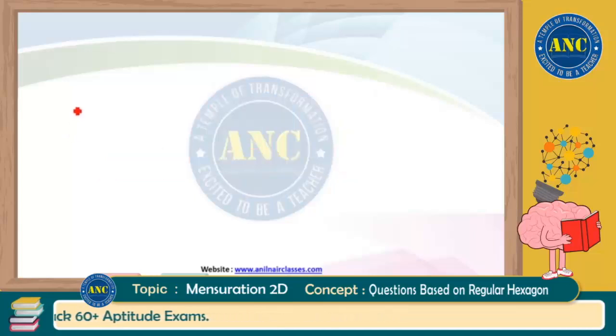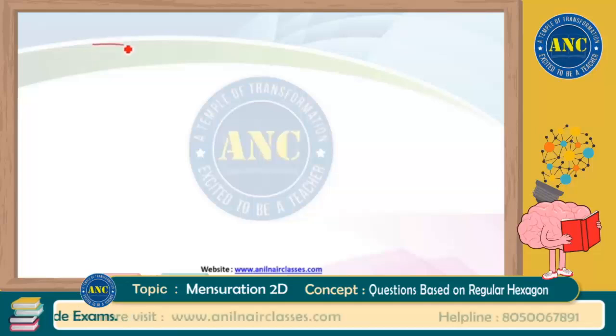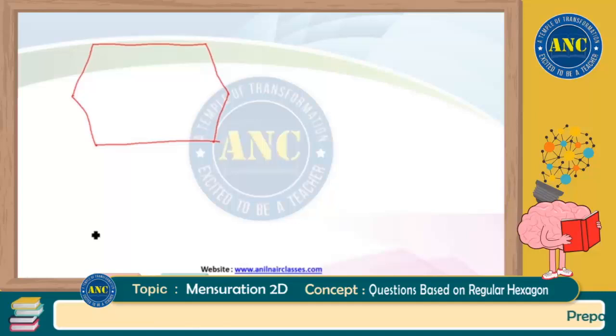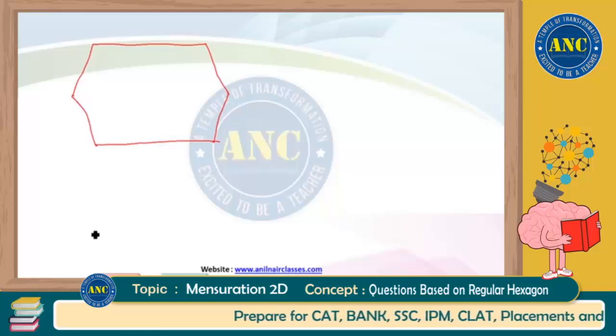Sir, what is this regular hexagon? Let me explain you people. Hexagon is first of all a closed geometrical figure which has 6 sides. Diagram is not drawn to the scale. Kindly correlate with me with this diagram. A hexagon is a closed geometrical figure which has 6 sides.